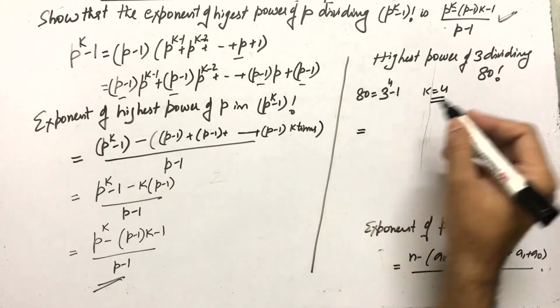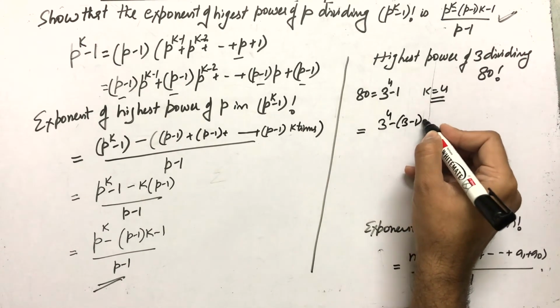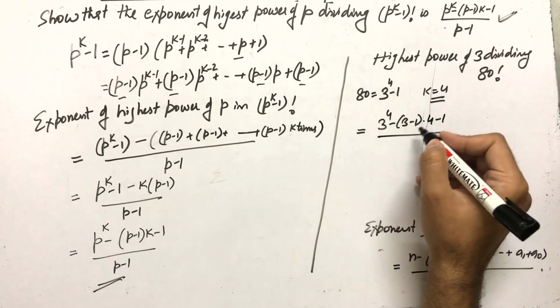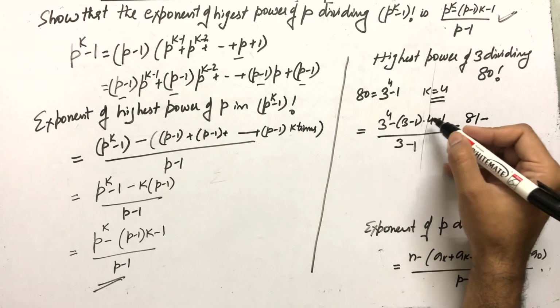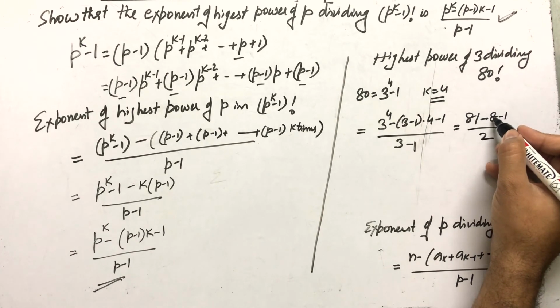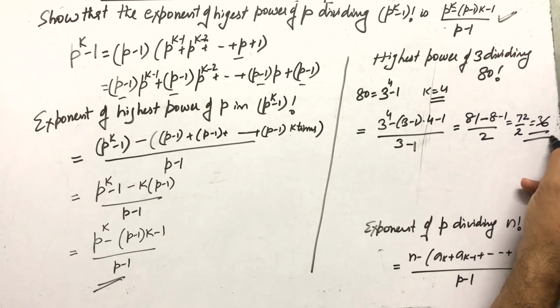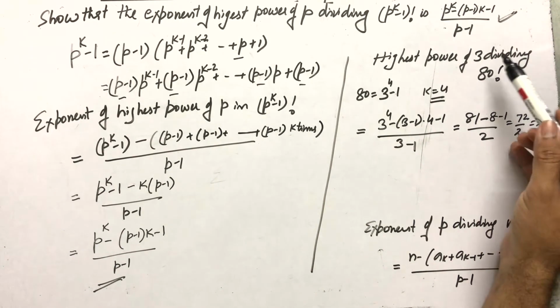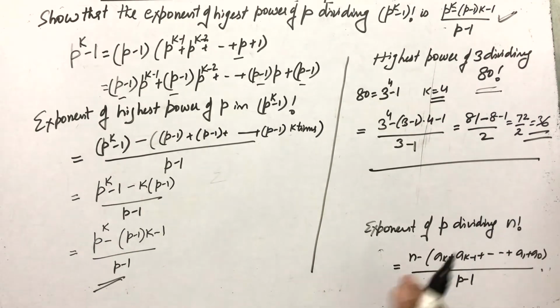So the highest power of 3 dividing 80 factorial, p is 3. 3 power 4, 3 minus 1 into 4 minus 1 upon 3 minus 1. So when we simplify, 81 minus 2 into 4, 8 minus 1 by 2. So 80 minus 8, 72 by 2, 36. So which is the desired answer? That 3 power 36 will divide 80 factorial. I hope you got some idea how we can apply various results to solve numericals.